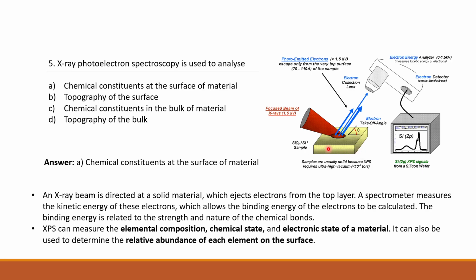So this is your sample. They're usually solid because they will focus the beam in a high vacuum environment. So in vacuum, you know what happens to liquids. So mostly it's done only for solid samples. When there is high vacuum with solid samples, they will focus X-ray beams with a power of 1.5 kilovolts. Okay, so this 1.5 kilovolts will go and hit the sample.